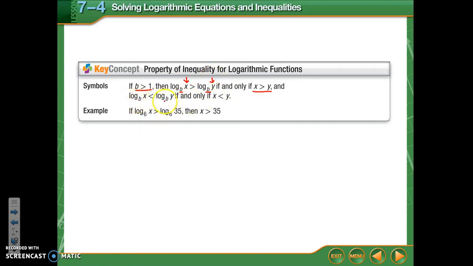Notice I have a logarithm on both sides with the same base. This is different from the ones we just did. The ones we just did had a logarithm on one side and a number on the other. These have a logarithm on both sides. So if this logarithm is less than this logarithm, what's inside of them, since both of the logarithms have the same base, has to maintain that less than relationship. X has to be less than y. So if log base 6 of x is greater than log base 6 of 35, x, what's inside this logarithm, has to be greater than 35.